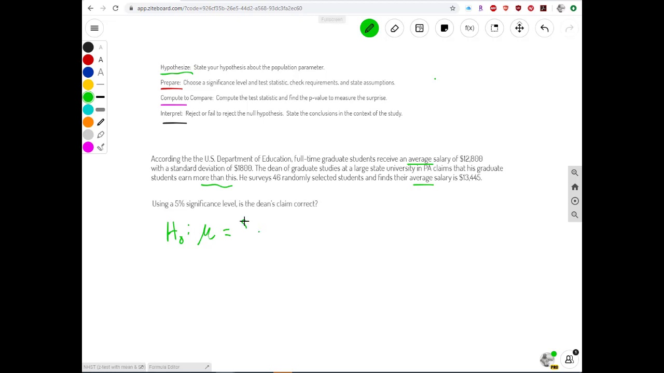And they're saying that the average salary is $12,800. So I've got $12,800. Now I've got to write the alternative. The alternative is going to address the question. And it says, the dean at this other school claims that his grad students earn more. So we want to know if the mean is more than what is considered to be the population average. So these would be our two hypotheses. This is the first step here. Okay, so the hypotheses are done.